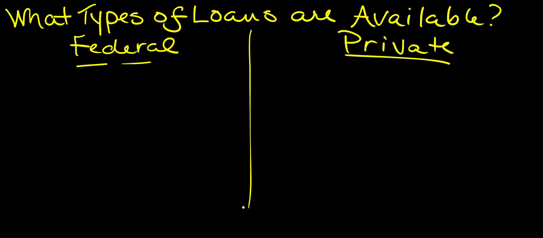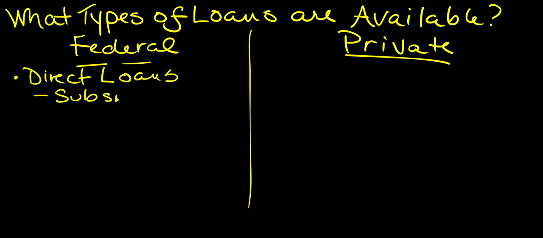So now the federal loans are the most common, and they're obviously, or maybe not so obviously, offered by the federal government. So these include direct loans, and these can be subsidized or unsubsidized. So what is this whole subsidized or unsubsidized thing about?